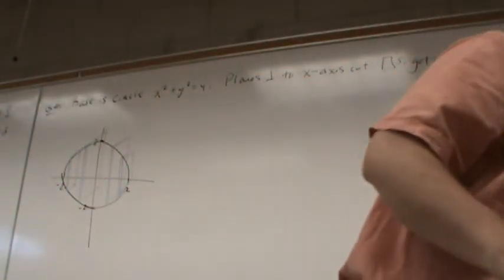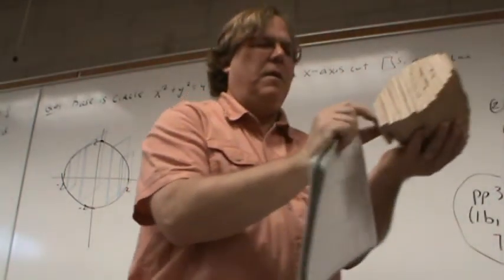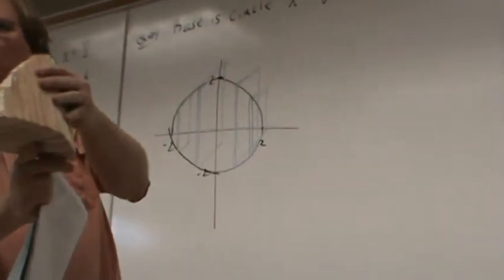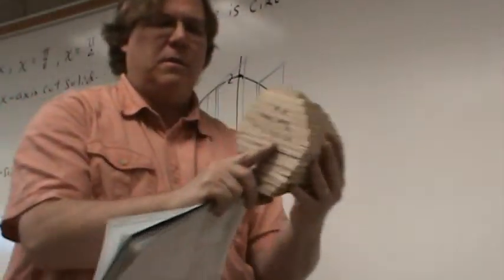It's going to be something that looks like this. This is a circular base, but the cross sections in this case are triangles. So if you imagine that these were all squares, that's what that would look like.